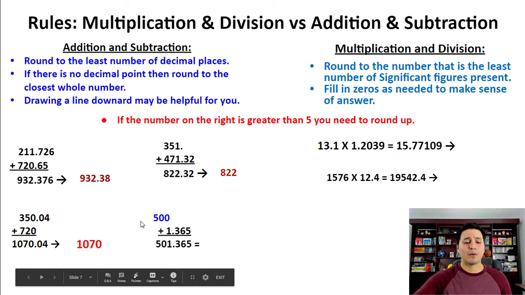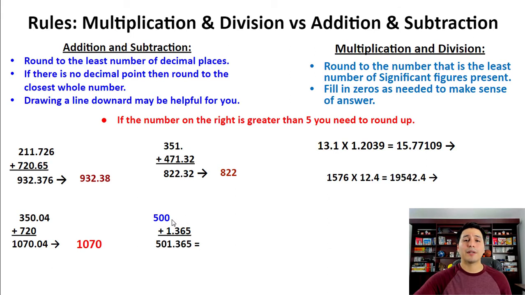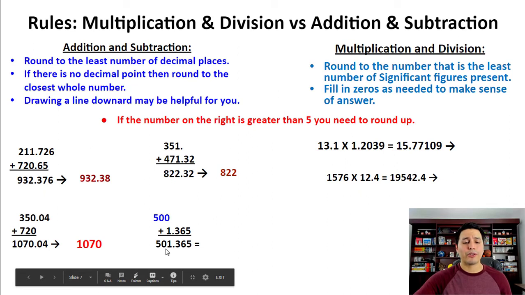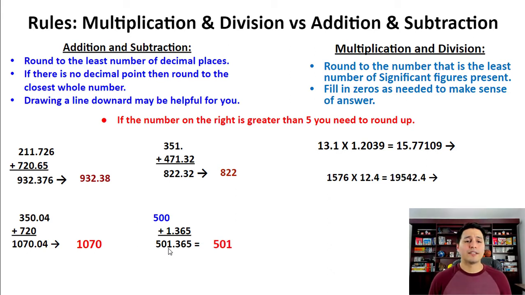Next, we have 500 plus 1.365. Once again, you're going to see that there's no decimal point present. Because there's no decimal point present, we want to round to the closest whole number. So when you come down over here, you're going to get 501.365. You're going to stop at the 1, and then you're going to look to the right. Is it greater than 5? If it's not, you're just going to keep it as 501. So that pretty much sums up the rules for addition and subtraction.